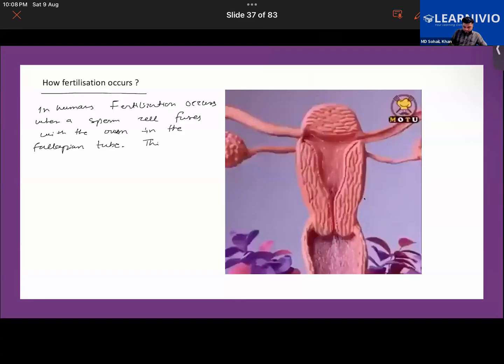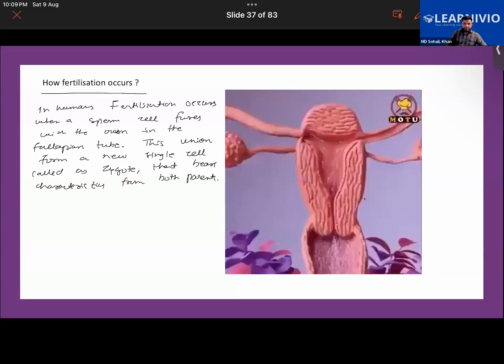Then this union of the two cells forms a new single cell. What are we calling that? Yes, zygote. Zygote that bears characteristics from both the parents.